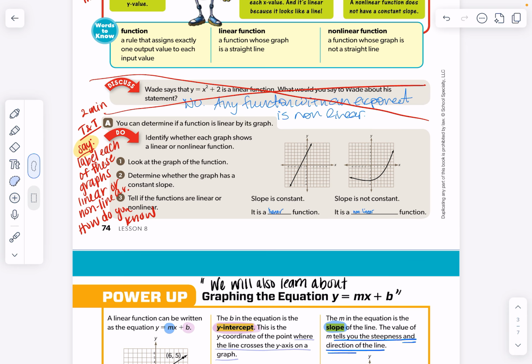So from there, we can launch students into a turn and talk. For question A, it says you can determine if a function is linear by its graph. Identify whether each graph shows a linear or nonlinear function. So notice that it's telling you that they are functions. They just want to know, is it linear? Is it a line or is it not a line? And so launch students into the turn and talk and have them label each of the graphs and talk about how they know whether it's linear or nonlinear.